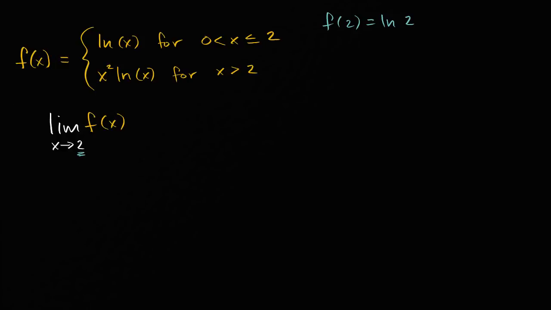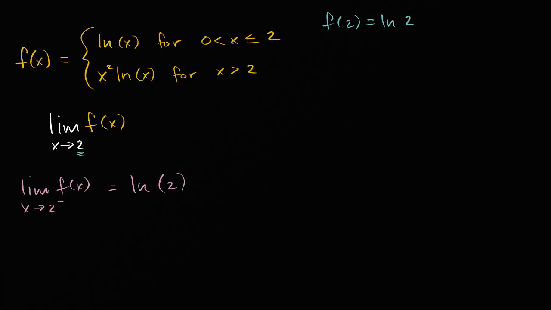So let's do that. Let's first think about the limit of f of x as we approach 2 from the left, from values lower than 2. Well, this is going to be the case where we're operating in this interval right over here. We're operating from values less than 2, approaching 2 from the left, and so we'll fall under this clause. Since this case is continuous over the interval in which we're operating, for all values greater than 0 and less than or equal to 2, this limit is going to be equal to just this clause evaluated at 2. So this is just going to be the natural log of 2.